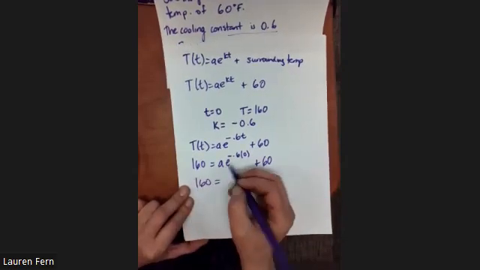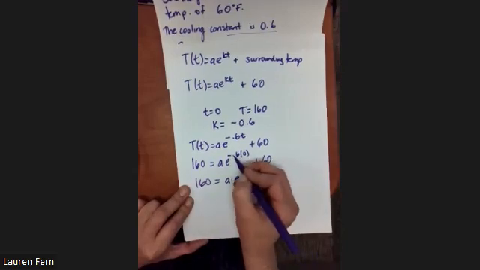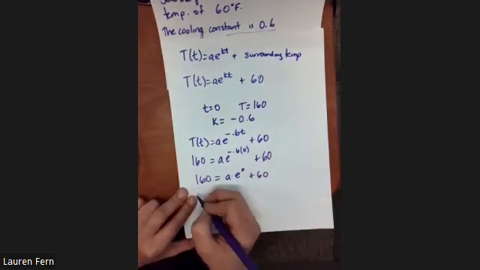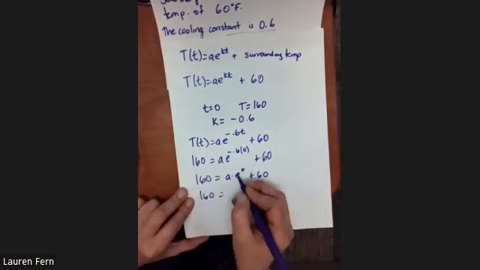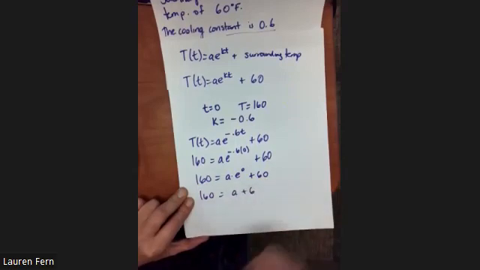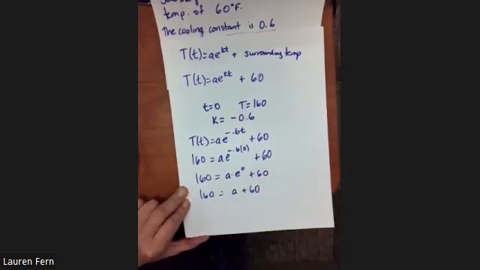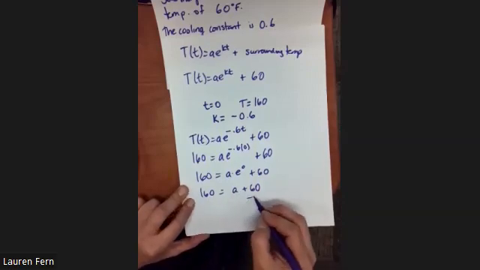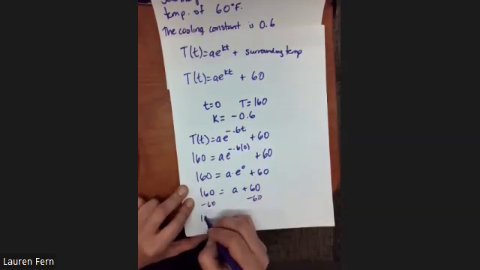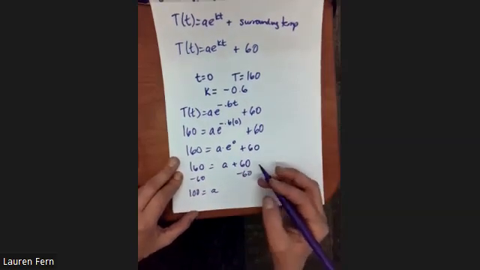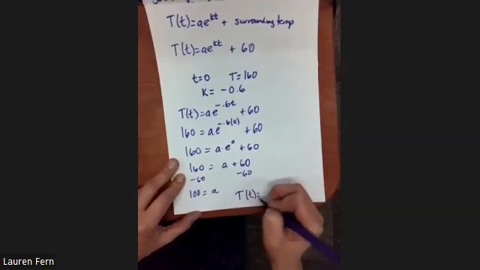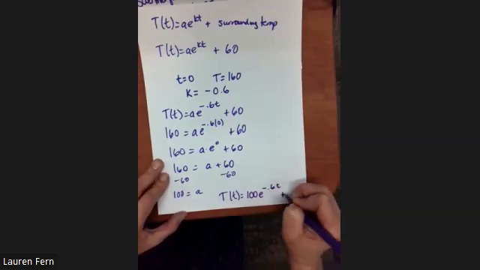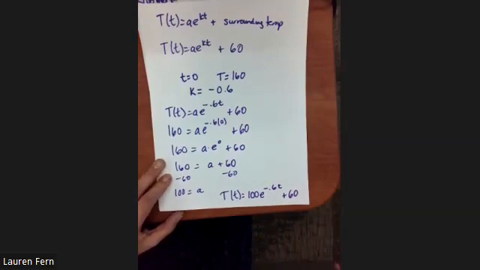So I have 160 equals A times e to the negative 0.6 times 0, and anything raised to the 0 power is 1. I think you'll grant me that. Which then leaves me to solve for A by subtracting 60 from both sides. So I get my equation to be T of t equals 100 e to the negative 0.6t plus 60.